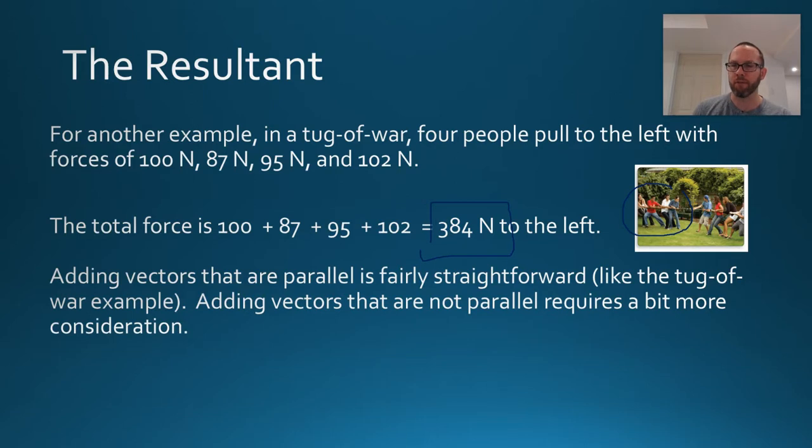Even if we considered people pulling right, it'd be pretty easy too, because then we would just subtract the forces of the people pulling right and we can see which one was stronger. But when vectors aren't parallel, it's not as simple as just adding their magnitudes together. So we have to look at that.